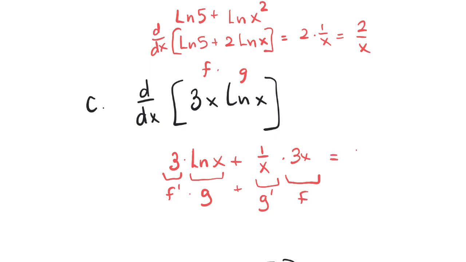Okay. Now combining some like terms, 3 times the natural log of x plus, here the x and this x are going to simplify, so it's just 3 times 1, which is 3. And then if you factor out a common term, it's 3 times the natural log of x plus 1.